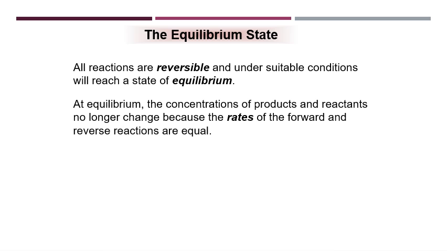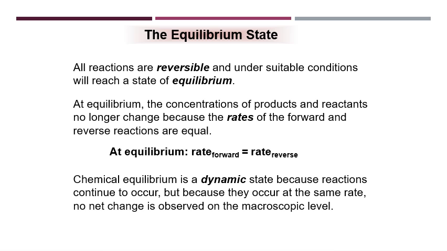So when we look at the equilibrium reactions, all reactions are reversible under suitable conditions. They will reach a state of equilibrium. This term reversible just means that the products can go back and reform the reactants. We show this in the balanced equation by representing it with a double-sided arrow. That way we know that we have both the forward and the reverse reactions taking place.